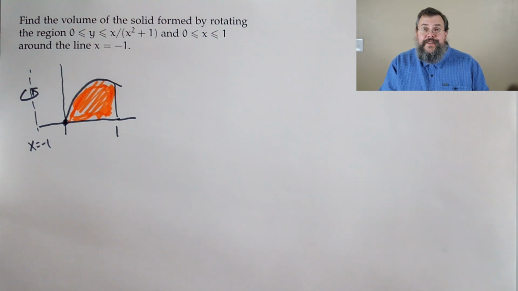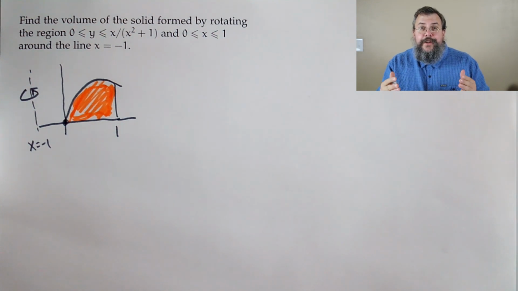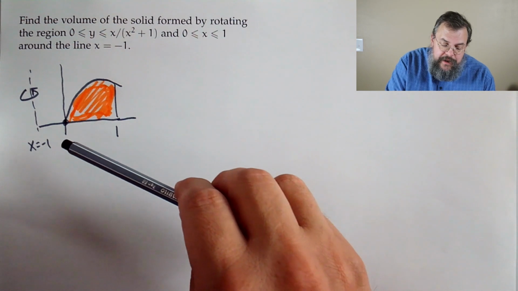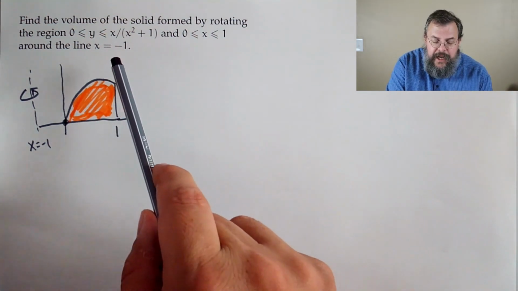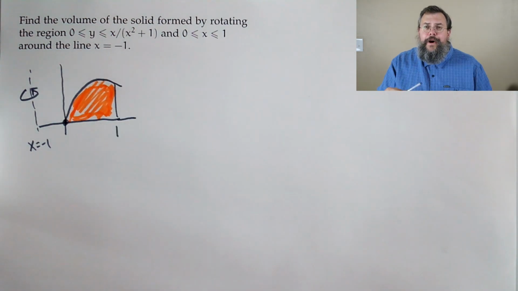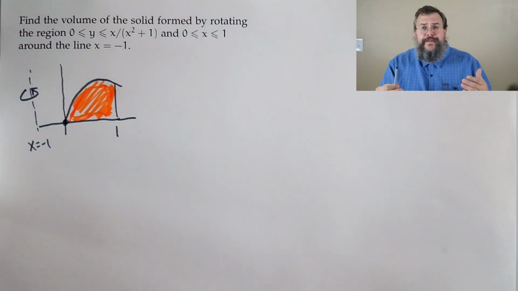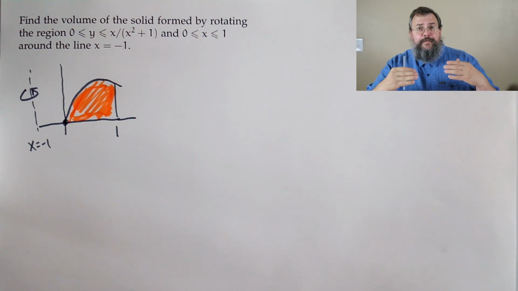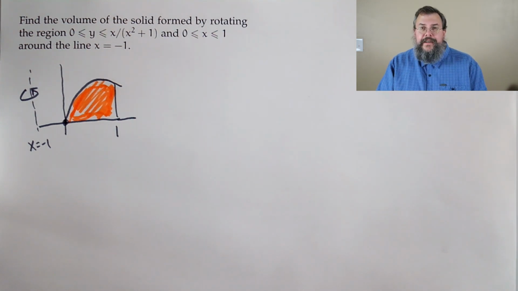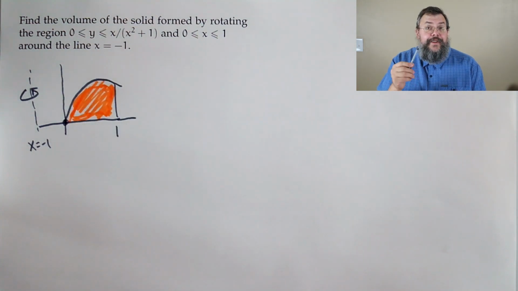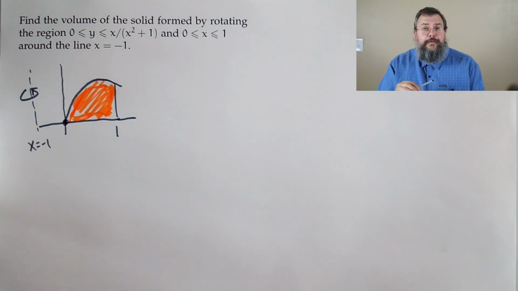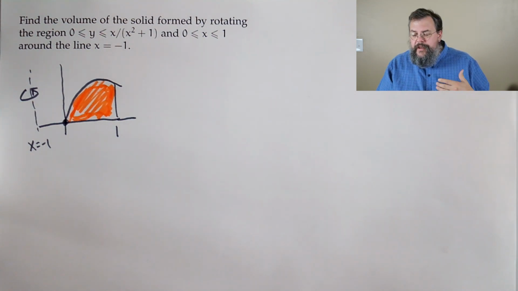Well, should we slice horizontally or vertically? Now, if we were to slice horizontally, I don't think it'd be so easy, because we'd have to find the inverse of this function, y equals x over x squared plus 1. It's not so clear that there's a nice simple way to write x as a function of y. And even if we do, it could get messy if in fact it does come down. Things could get complicated, and we don't want things to be complicated.